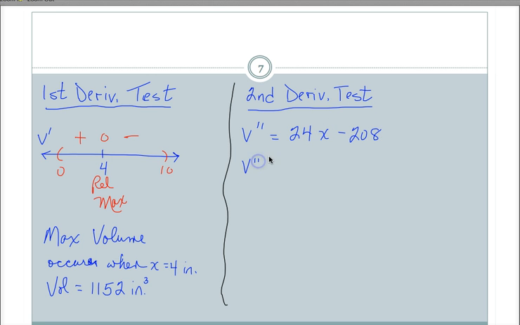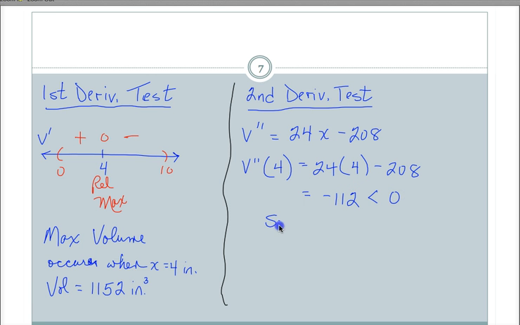So in this case, we end up with 24x minus 208. And we're going to substitute our critical number into there. So we get 24 times 4 minus 208. That gives us a negative 112. So remember what the second derivative test told us about. Second derivative overall, remember, tells us about concavity. So we know since at x equals 4, our second derivative is negative. Remember what that tells us.